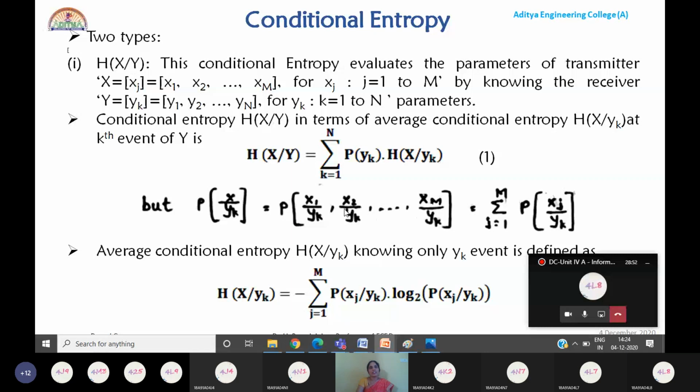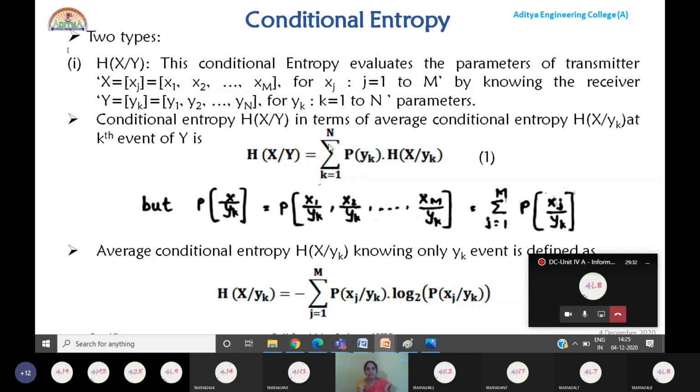In this slide you can see that we have derived the expression for conditional entropy of the transmitter section knowing the receiver events, that is H of X by Y. Already I told you what the first step is. Here we represent the conditional entropy in terms of average conditional entropy H of X by yk at the kth event of Y. That is H of X by Y equals summation k equals 1 to n of p of yk H of X by yk.